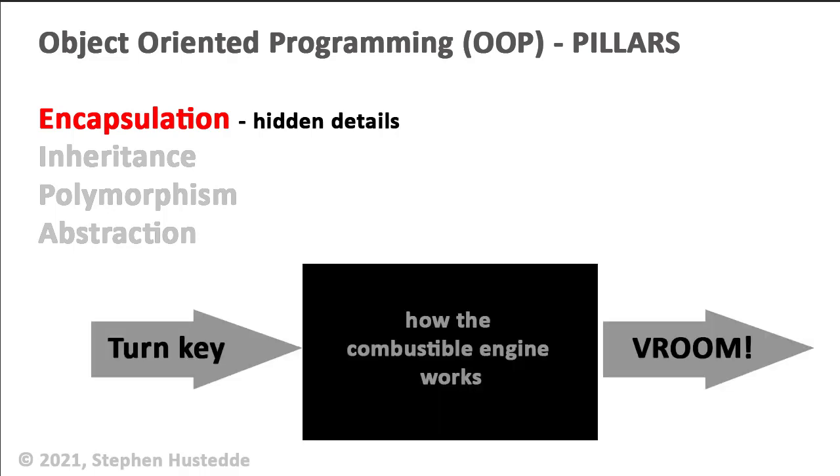So in the case of a car, when we turn the key, the engine starts. And so we can specify this method of turn key, and the result that comes out is the engine starting up. We don't necessarily know how the combustible engine works, or do we need to know that? We just know that we turn the key, the car starts. So that black box of how the combustible engine works and everything that happens in that process from the time we turn the key to the time that our car is rumbling along is what we call encapsulation. Those details are hidden from us.